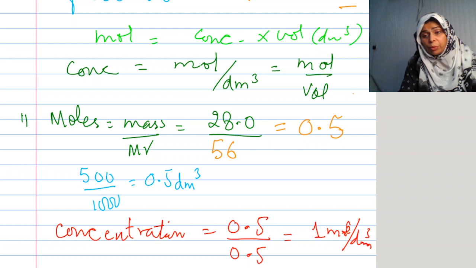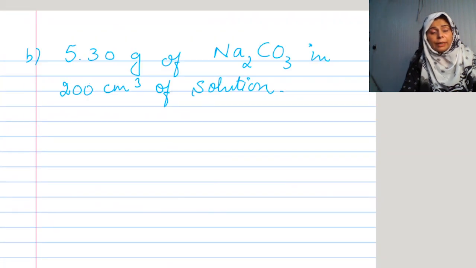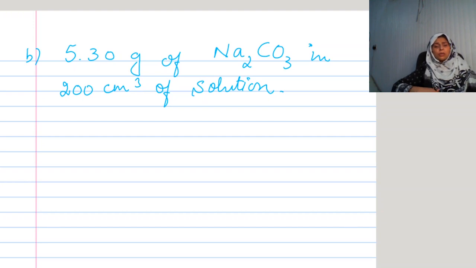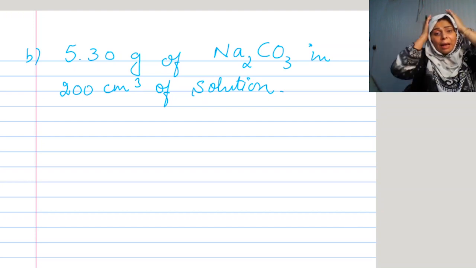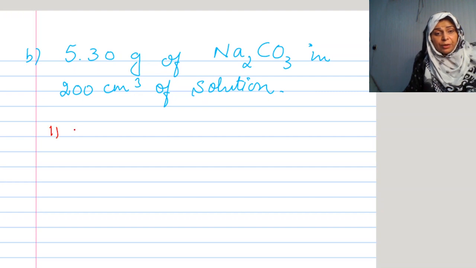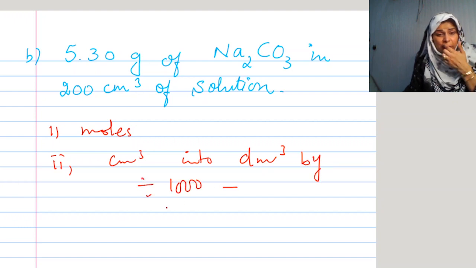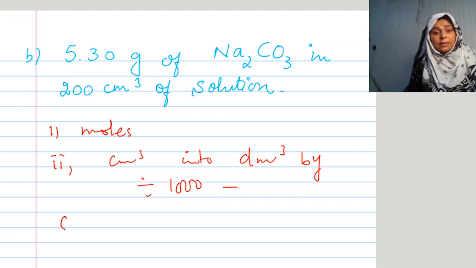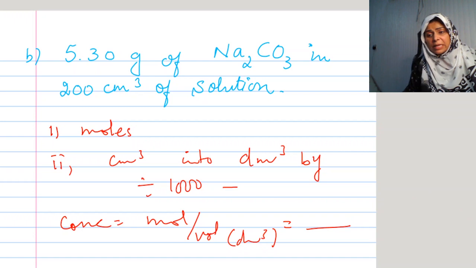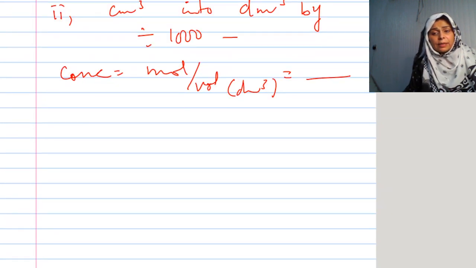Next we have to do a little bit of another one. So pause the video and do this question: 5.30 gram. What will you do? I will give you a hint. Calculate the moles. Second hint, convert the value from centimeter cube into decimeter cube by dividing by 1000. Get the value and put it in the formula, concentration is equal to mole over volume, with volume in decimeter cube. Write down the answer in the comment box. I will check your answer. Next.